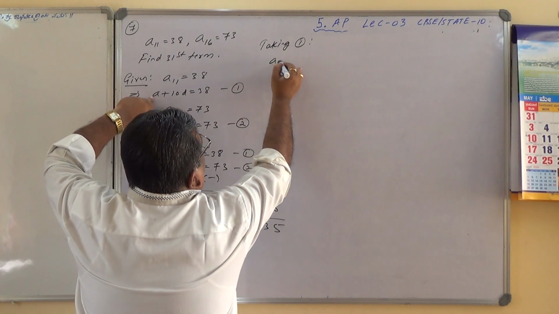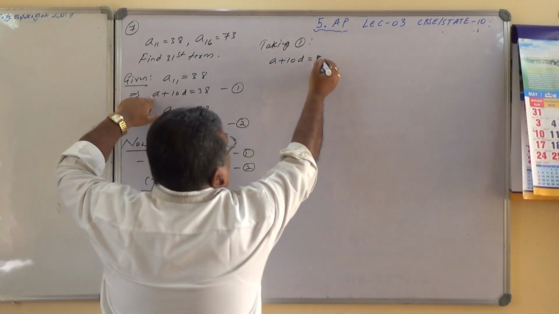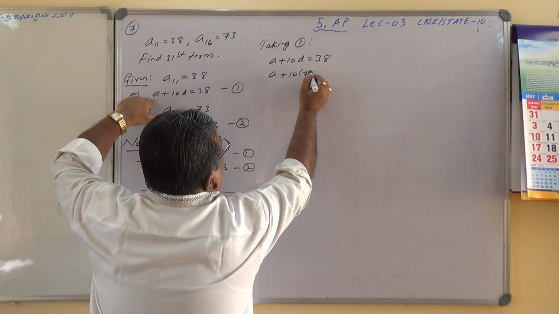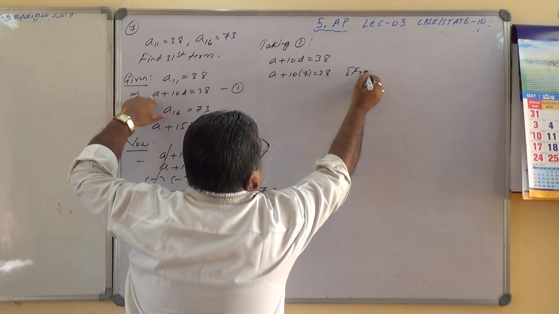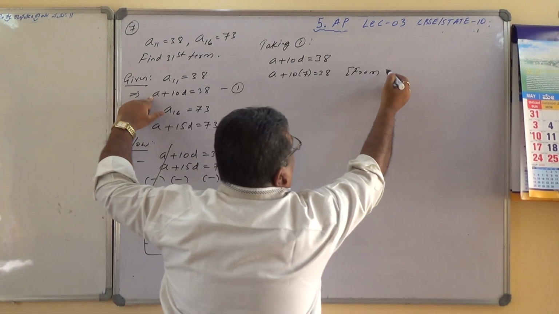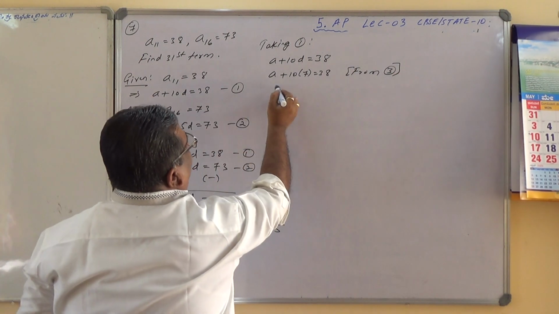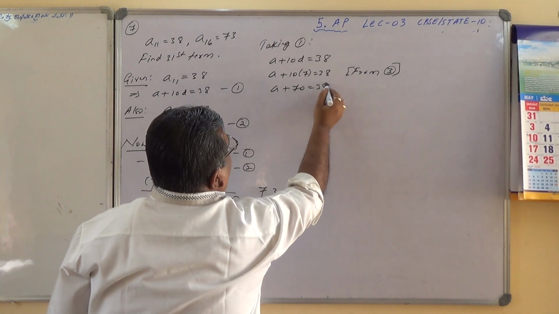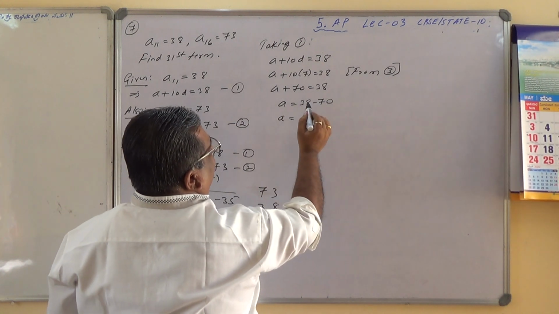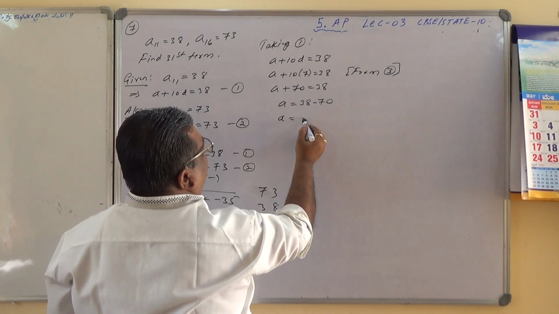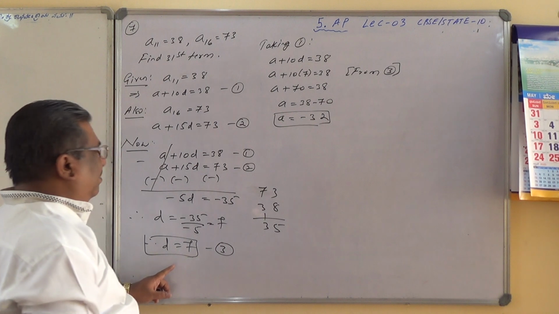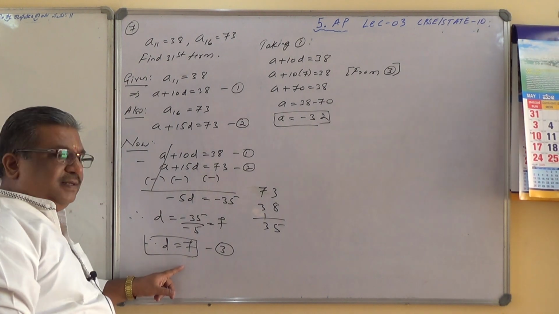A plus 10D equals 38. Substitute the value of D as 7. A plus 10 times 7 equals 38. From D equals 7, let me mark it 3. Okay. So A plus 70 equals 38. A equals 38 minus 70, A equals minus 32. Okay. We got A as minus 32 and D as 7 here.